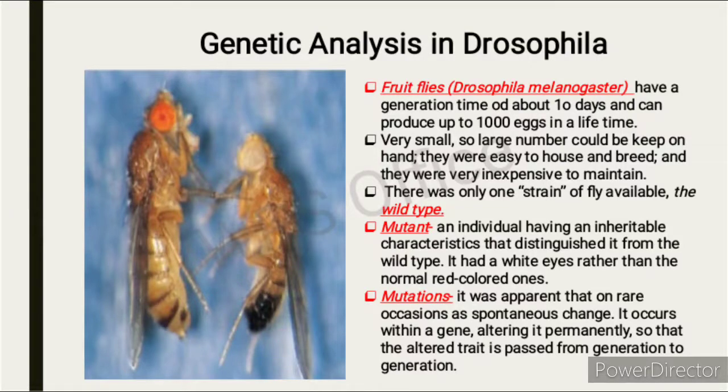By 1915, Morgan and his students had found 85 different mutants with a wide variety of affected structures. It appeared that on rare occasions a spontaneous change, or mutation, occurs within a gene, altering it independently, so that the altered trait is passed from generation to generation. As you can see, this figure shows the fruit fly Drosophila melanogaster. This photograph shows a wild-type female fruit fly and a mutant male that carries a mutation leading to white eyes.